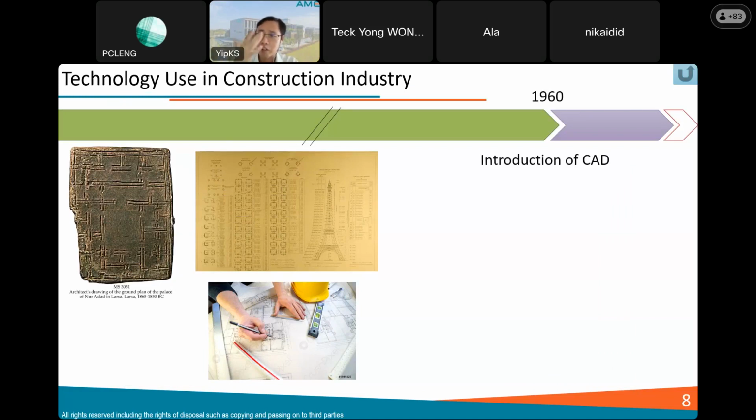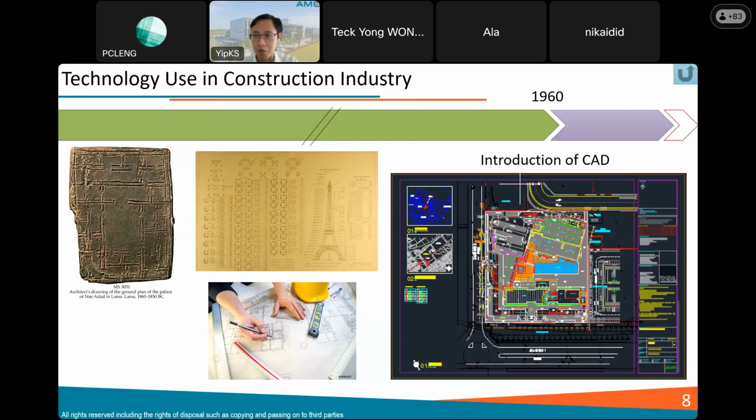Then a few decades ago we introduced CAD, computer aided design. Then we draw lines on the screen. So basically, for a few thousand years we have been working in a 2D environment. So what next?